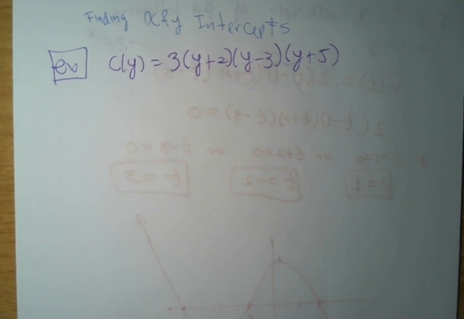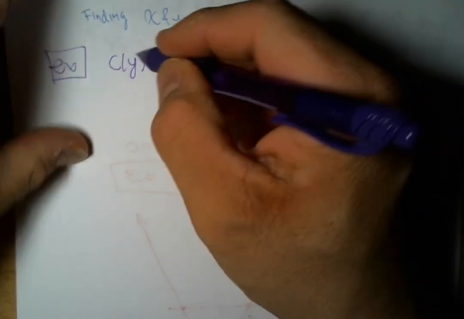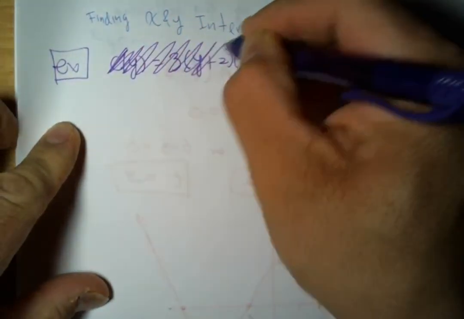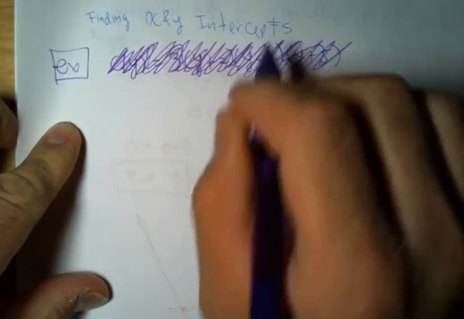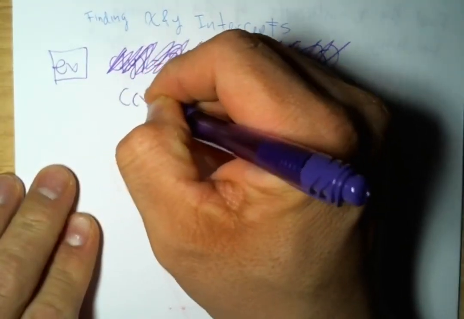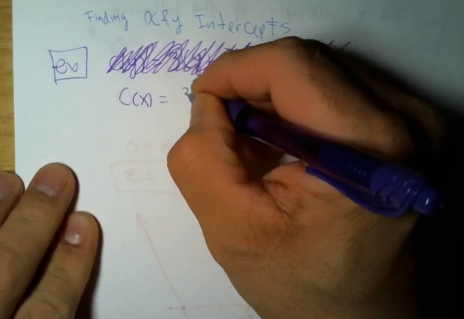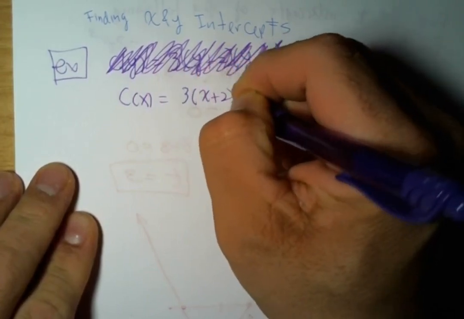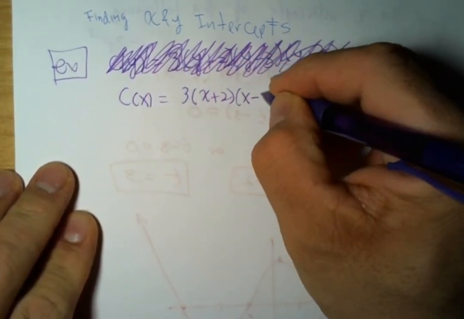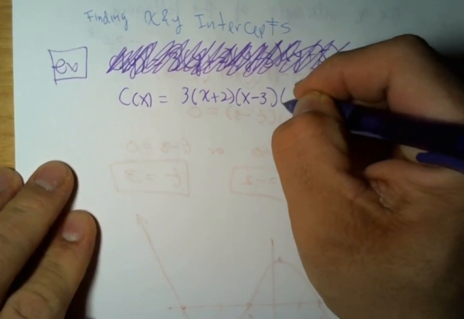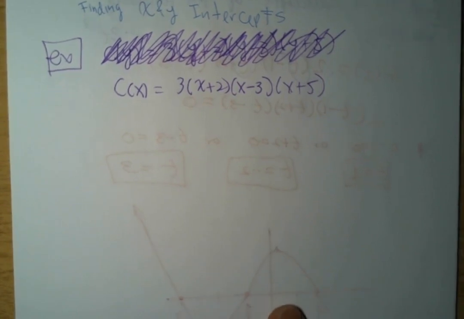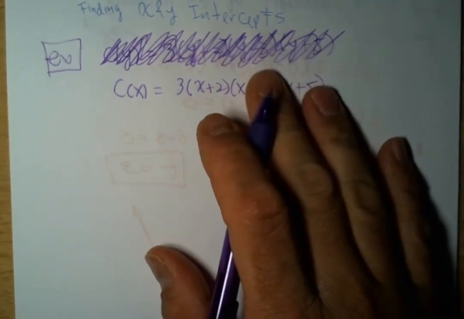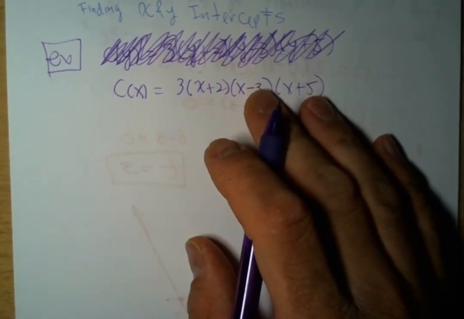Sorry, I don't like that. My apologies, let's use just our regular notation here. It'll get confusing otherwise. It's c of x. Not sure why I wrote it down like this, but c of x equals 3 times x plus 2, x minus 3, x plus 5. Much better, right? So you have a function where the independent variable, as always, is our x variable. The dependent is y.